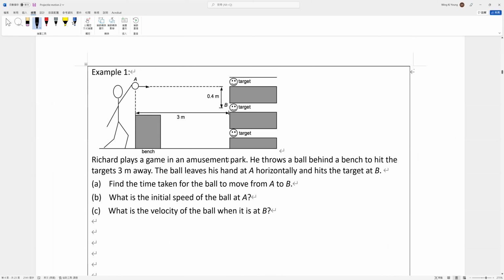Then let's solve this question together. Richard plays a game in an amusement park. He throws a ball behind a bench to hit the target 3 meters away, to hit here. So now, what do you know about what is free? Let me rewrite the formula we have derived.